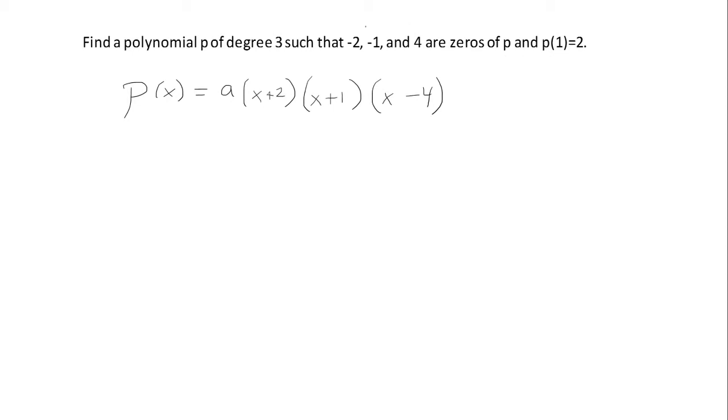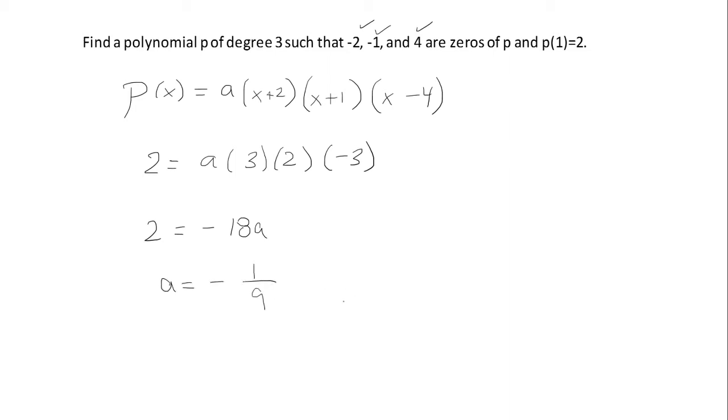Okay, so these are done. And the last thing we have to do is check that p(1) equals 2. So right now, if I plug in x equals 1, I better get 2. So we have 1 plus 2 is 3, 1 plus 1 is 2, 1 minus 4 is -3, so 2 is equal to -18a, and so that makes a equal to -1/9.